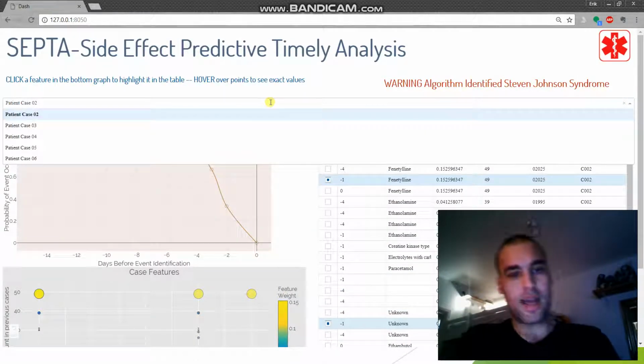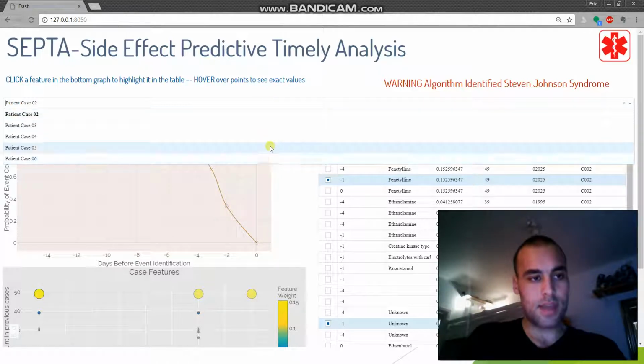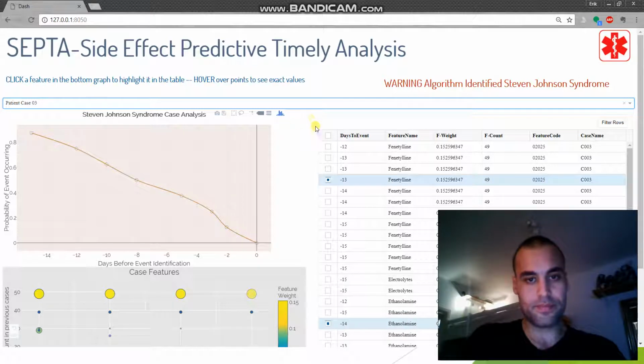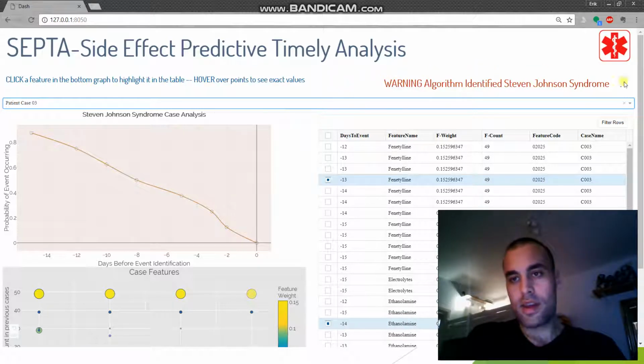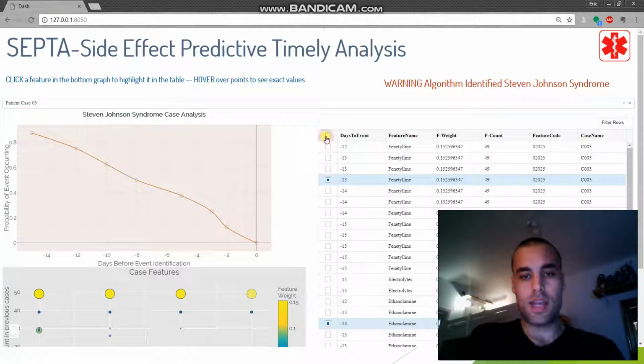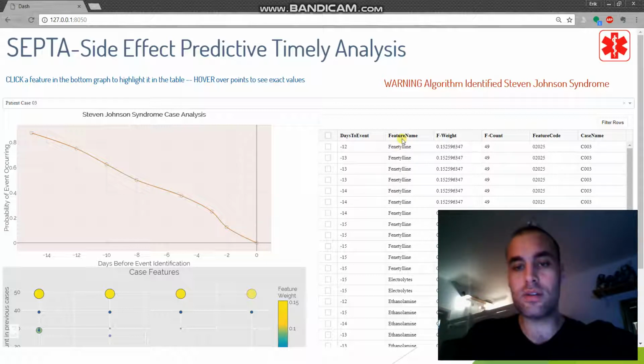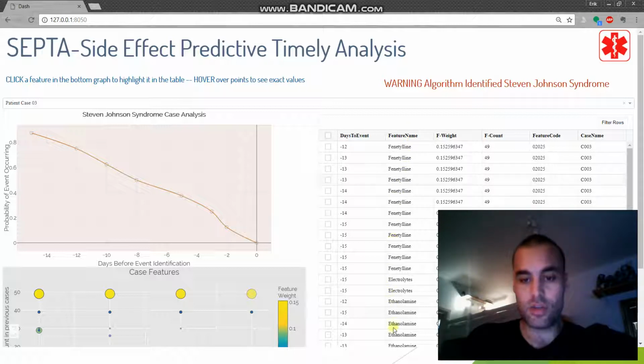So here I can select a patient case, and I decide to select patient 3. Up here I'm warned that the algorithm has identified Stevens-Johnson syndrome. In this table I have the list of all features. These include clinical measurements, diagnostic codes, and medications, which are all listed in this feature name column.